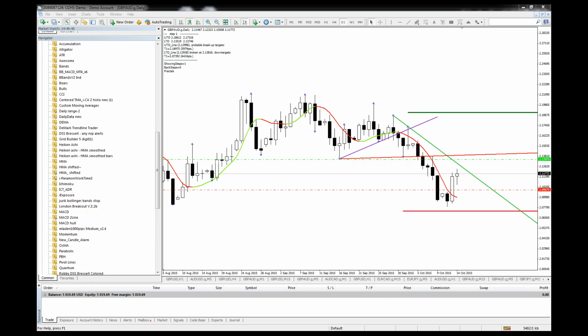Shoot, I built a Tom DeMark EA, or someone built one for me, and I can't find it. It's probably on my other computer. We built one that would take this trade. Shoot. All right, that's neither here nor there. I don't want to waste a lot of time going over that. Oh, Heikin-Ashi HMA Smooth. I want to take a peek at that also.